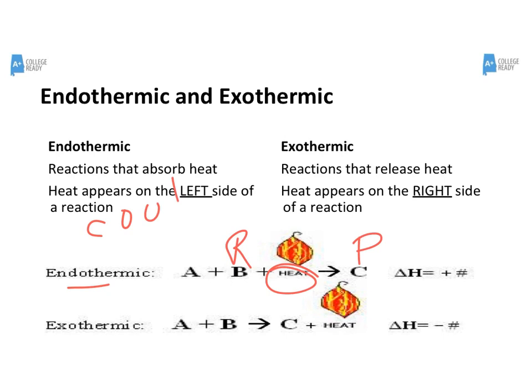Exothermic reactions release heat from the system, from the reaction to the surroundings. If you write the reaction, heat appears on the right side of a chemical reaction. Here are the reactants, here are the products. Heat is given off in an exothermic reaction. Heat is absorbed in an endothermic reaction. Exothermic reactions feel warm to the touch.